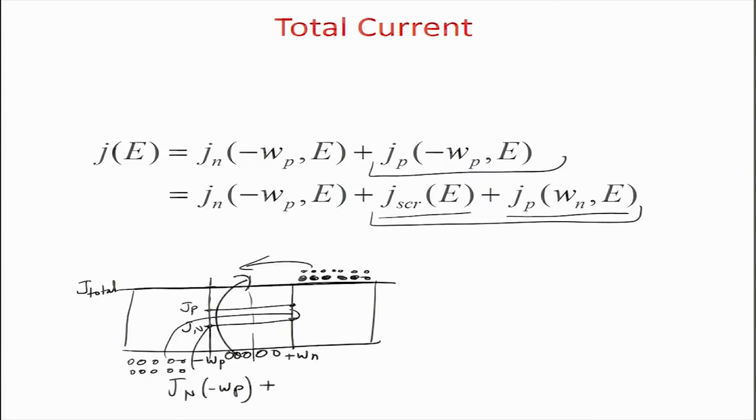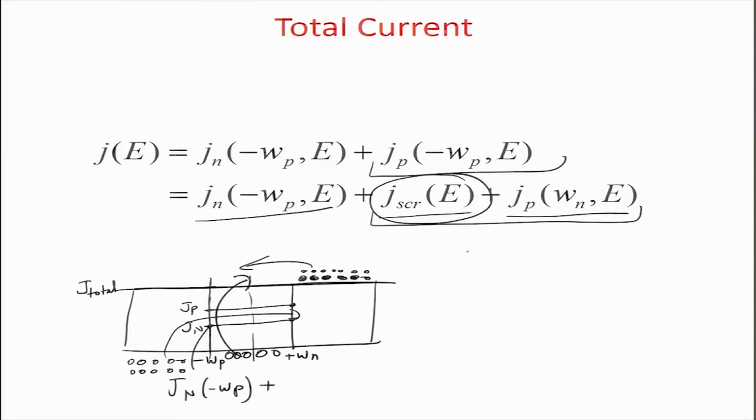So, what we are saying now is that this J p at minus W p is equivalent to J p at this point, plus whatever might have come through the SCR. We have to separate these, because we are sure about the currents at this point and this point, but we do not know the current in the SCR region. So, that is why we want to do it separately. We take the first component, J n at minus W p, and then J p at W n. This is the minority current on either side of the junction, and this is what is produced from the space charge region. If you remember, that is what we wrote earlier as well.